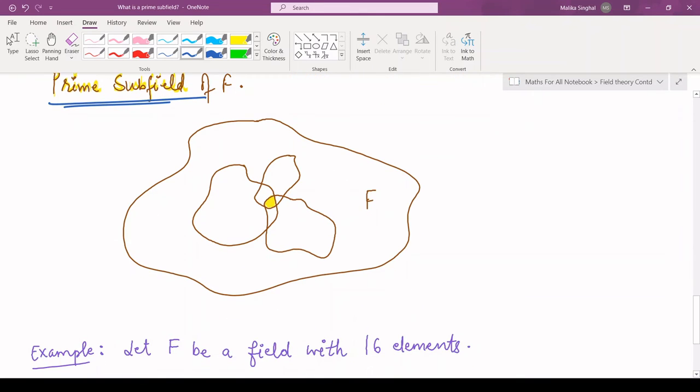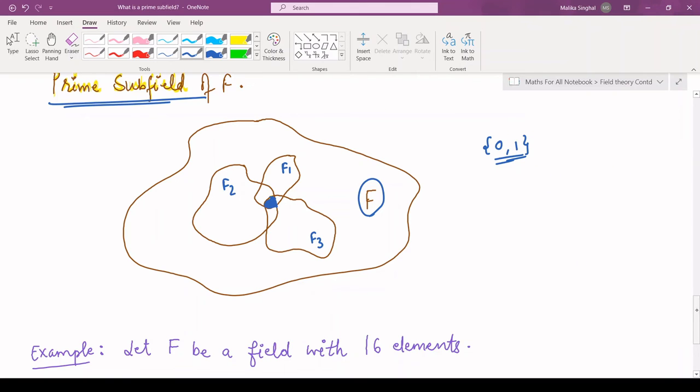So that means if you have any field F, and you take different subfields, say F1, F2 or F3, and then take their intersection, this intersection would be unique, and moreover it would be a subfield, the least subfield. The subfield with two elements would only contain the multiplicative and additive identities, right? So this would be the smallest in certain cases, containing two elements.